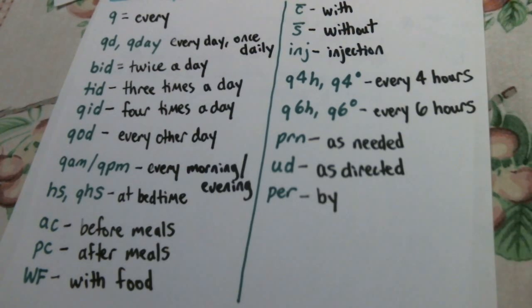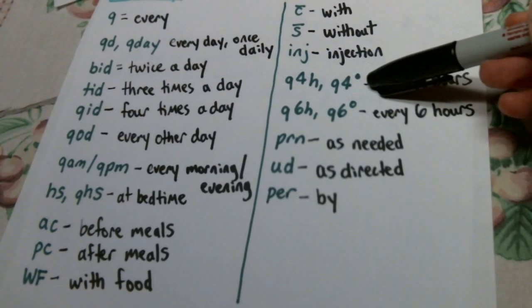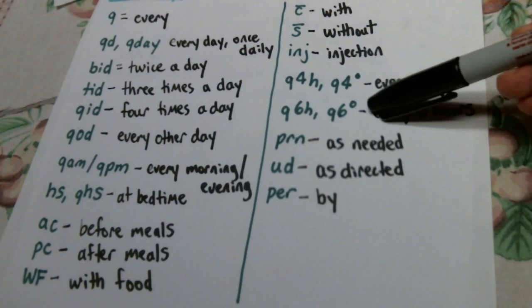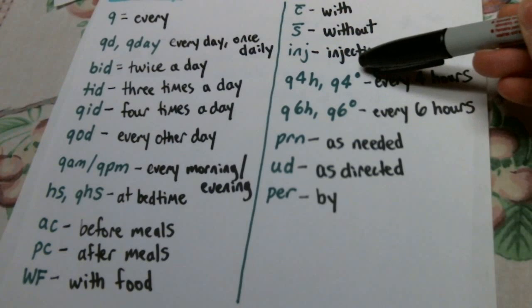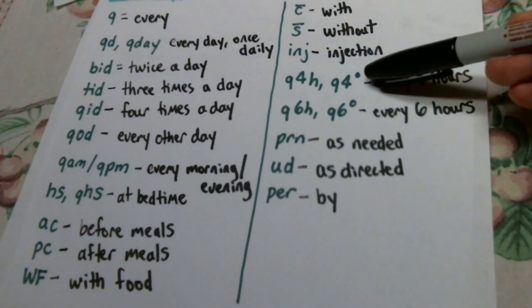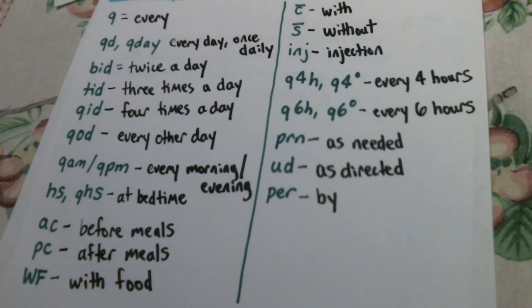If you look over here on the right side, we have Q4H and Q6H, or we also have the little Greek symbol here as well. This means every 4 hours or every 6 hours. And you can substitute any number in place of 4 or 6 and still get a direction used by physicians and pharmacists to mean a medication that is given every so many hours.